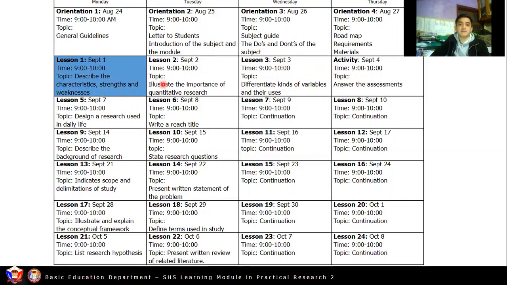So before we begin, may I request you to please go get your module for PR2 and try to open it. You may pause this video for a moment so that you can go get it and set yourself up. Again, I am asking you to please go get your PR2 modules so that you can follow the flow and sequence of the discussions that we are currently conducting, okay? Now let's begin.